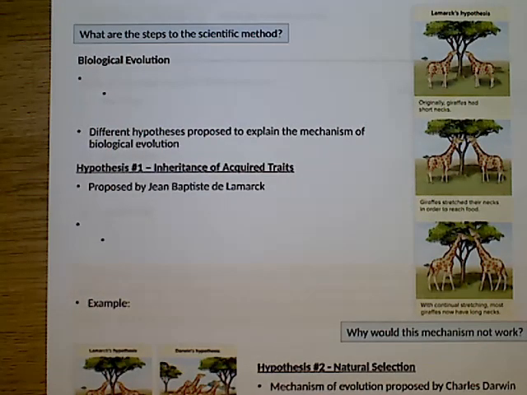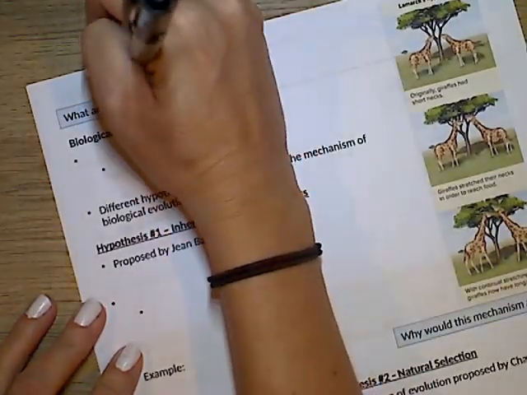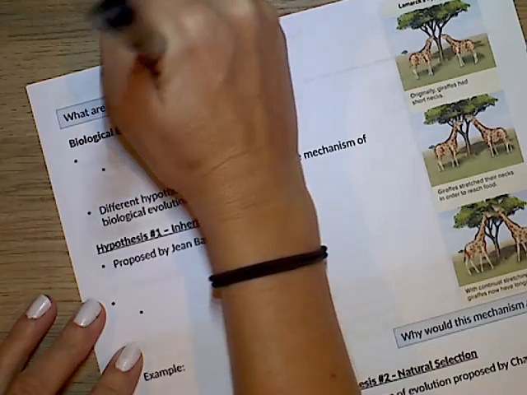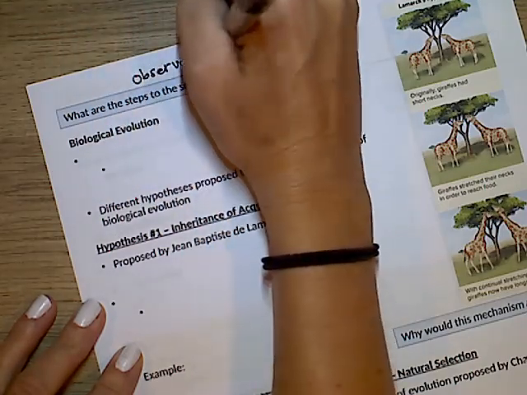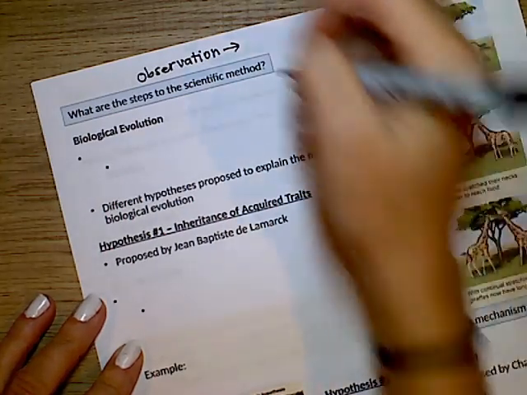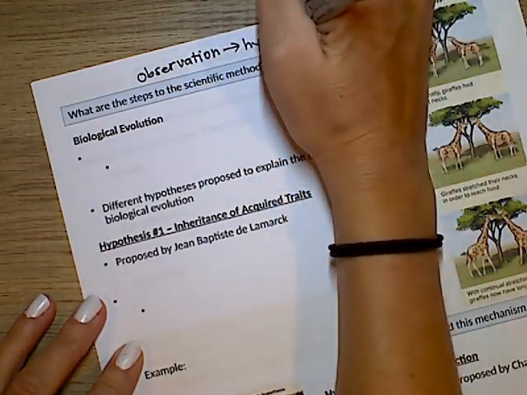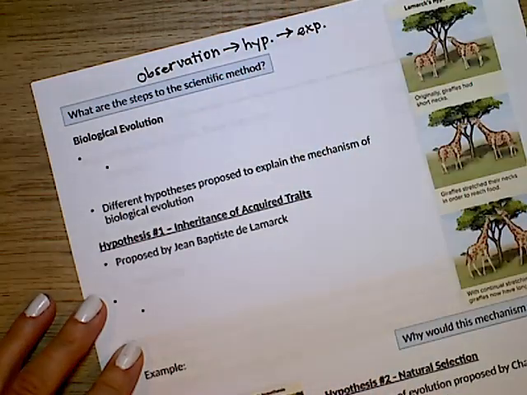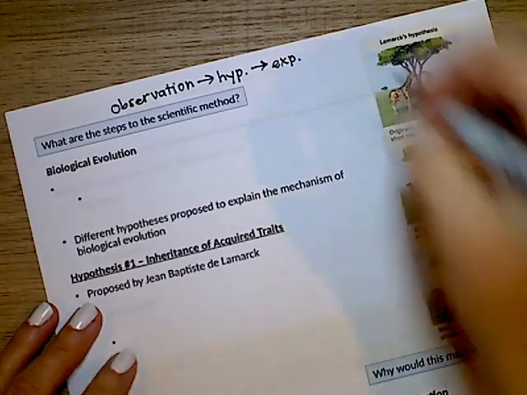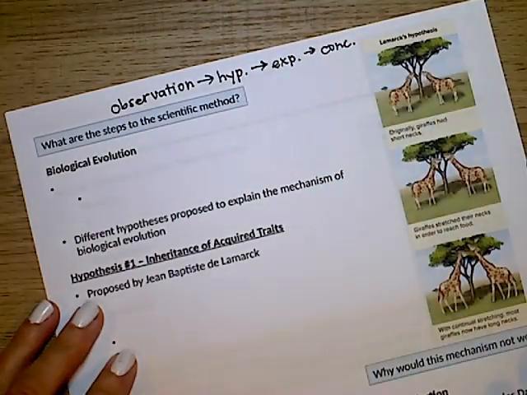As a review, what are the steps of the scientific method? First, you make an observation, and this should be review from way at the start of the semester. Based off that observation, you form a hypothesis. Then you experiment or test that hypothesis and come up with some sort of conclusion.